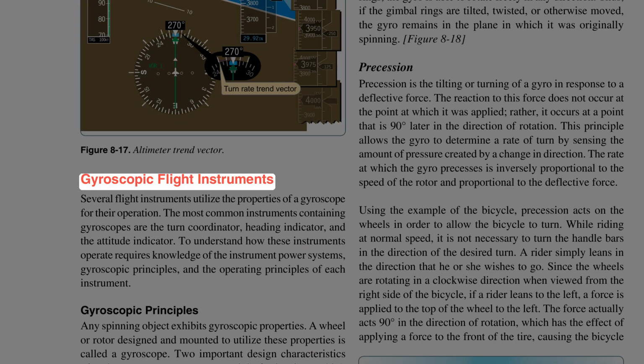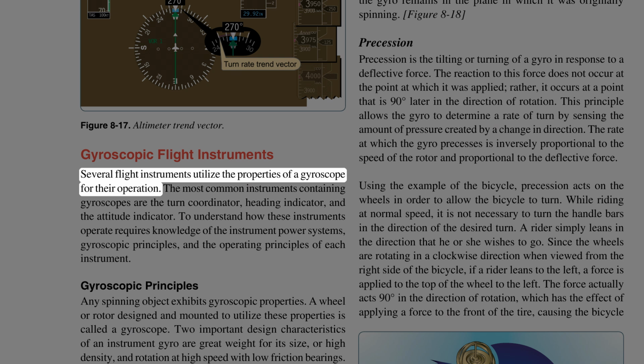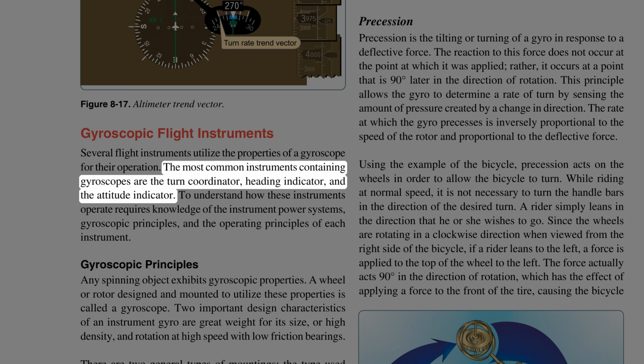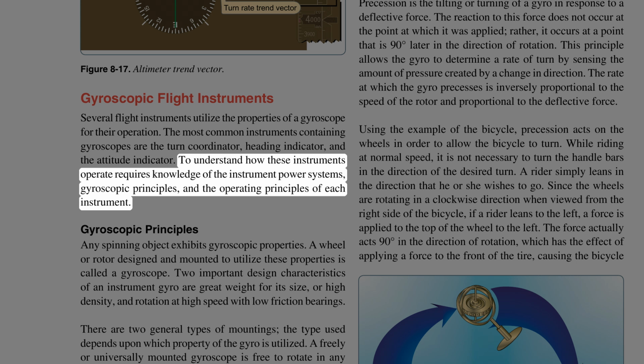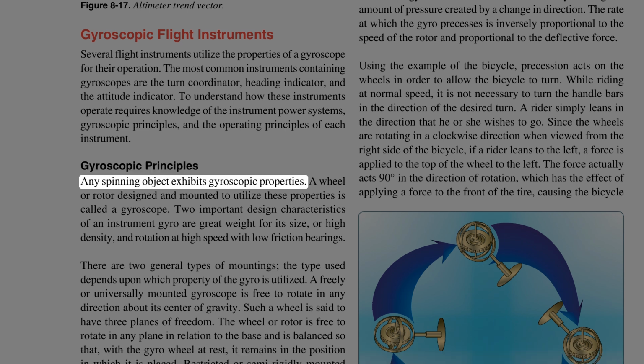Gyroscopic flight instruments. Several flight instruments utilize the properties of a gyroscope for their operation. The most common instruments containing gyroscopes are the turn coordinator, heading indicator, and the attitude indicator. To understand how these instruments operate requires knowledge of the instrument power systems, gyroscopic principles, and the operating principles of each instrument.